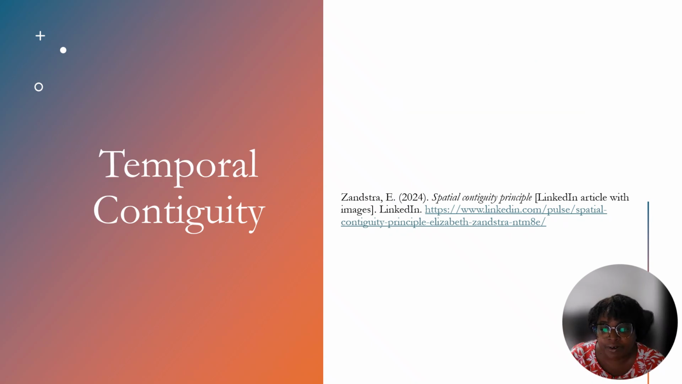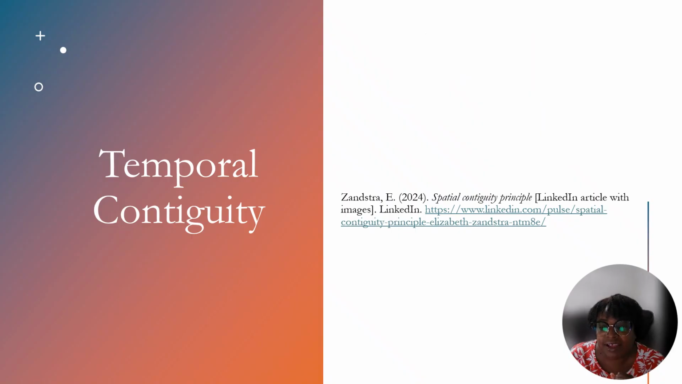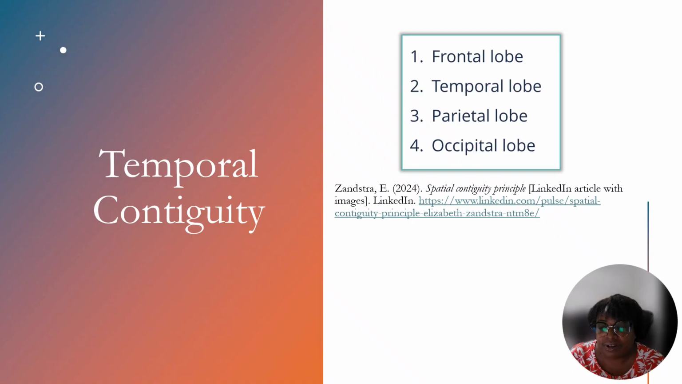So then there's temporal contiguity. If we take that same diagram, we have the brain. We show the picture first, and then on the next slide, we show the names. According to temporal contiguity, that is when there is a separation in time. Spatial contiguity deals with separation in space. Temporal contiguity represents separation in time.